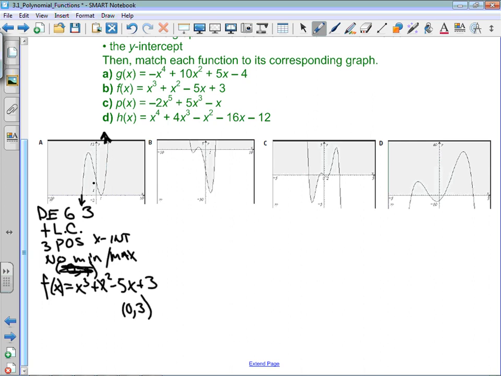Now, because that was the only cubic, that made it a little bit easier to see which answer was going to match with that. The other ones we probably won't get quite as lucky.